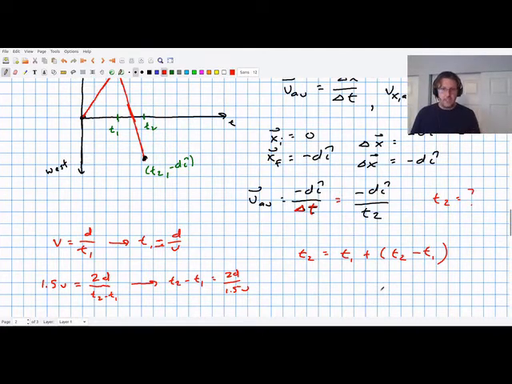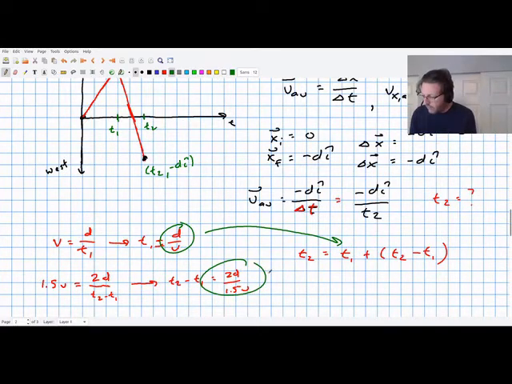But t2 is the thing I actually wanted to find, and I've got expressions involving those durations of time. So let me take those and put them in. I'm going to take this one and put it in for t1, and I'm going to take that one and put it in for t2 minus t1. So that gives me t2 equals d over v plus 2d over 1.5v.